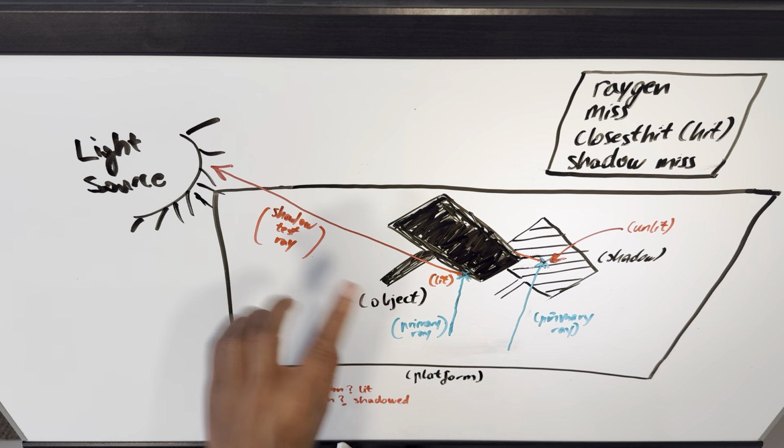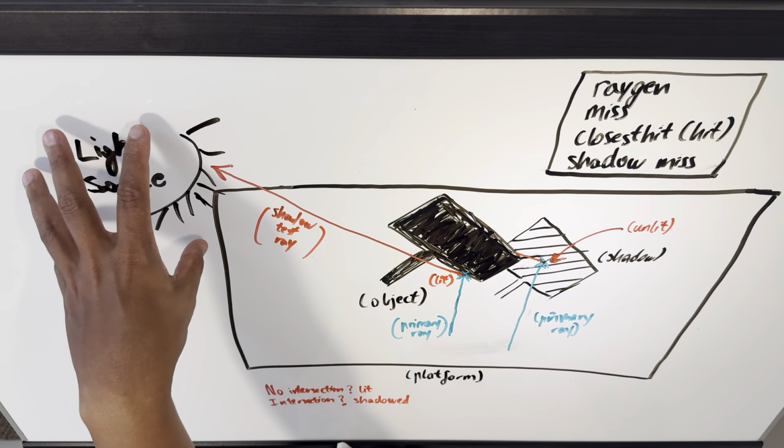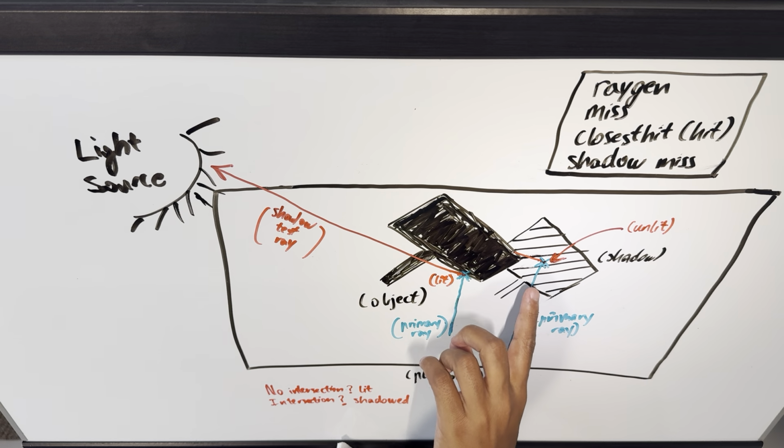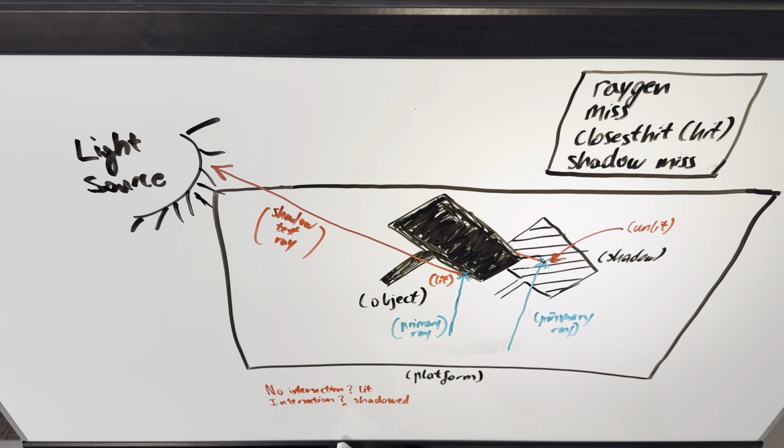But the light source is over here and the shadow test is being run to test whether from that point to this light source, if there's anything interrupting it. And yes, there's something interrupting it. It's the hammer. All right, so that is that.